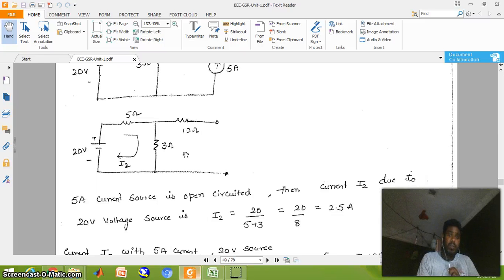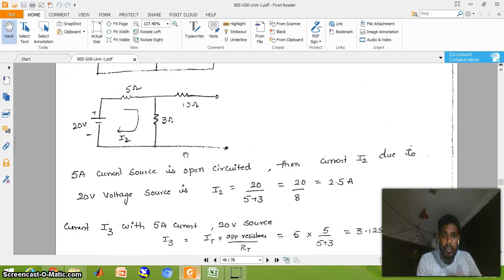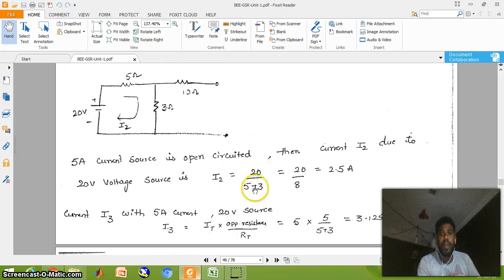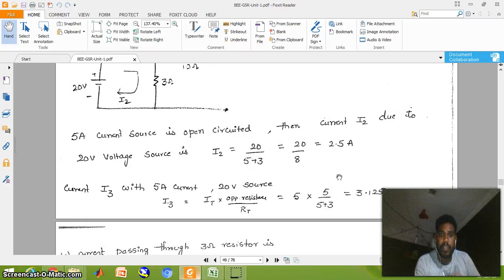Next, current I is equal to V by R equivalent as per Ohm's law. So the current I1 is equal to 20 by 5 plus 3. R equivalent is equal to 5 plus 3, V is equal to 20. So V by R is equal to I. So calculate: for the first case, the current is 2.5 amperes.